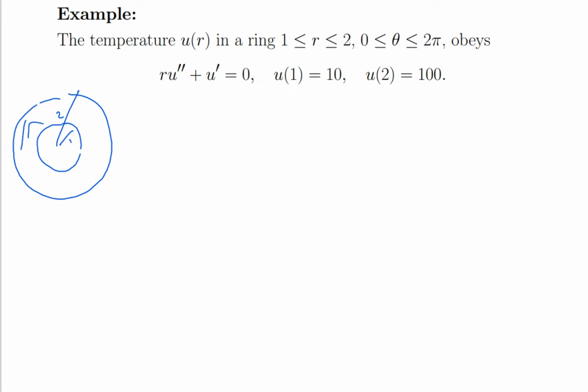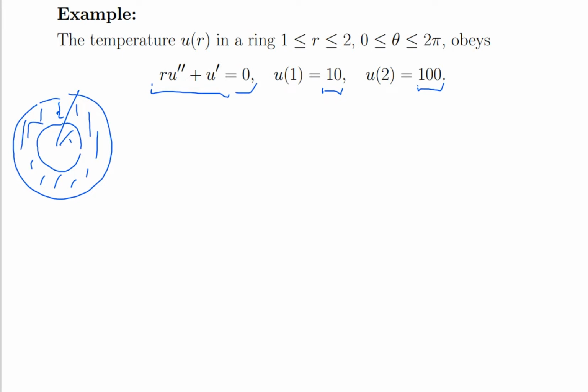And so for example, it's a metal washer, and the temperature on the inside is going to be held at 10, the temperature on the outside is going to be held at 100, and I need to find how the temperature varies between inside and outside of the ring, and it tells me what the differential equation is. Here it is here. It's a boundary value problem. So how am I going to solve this boundary value problem?